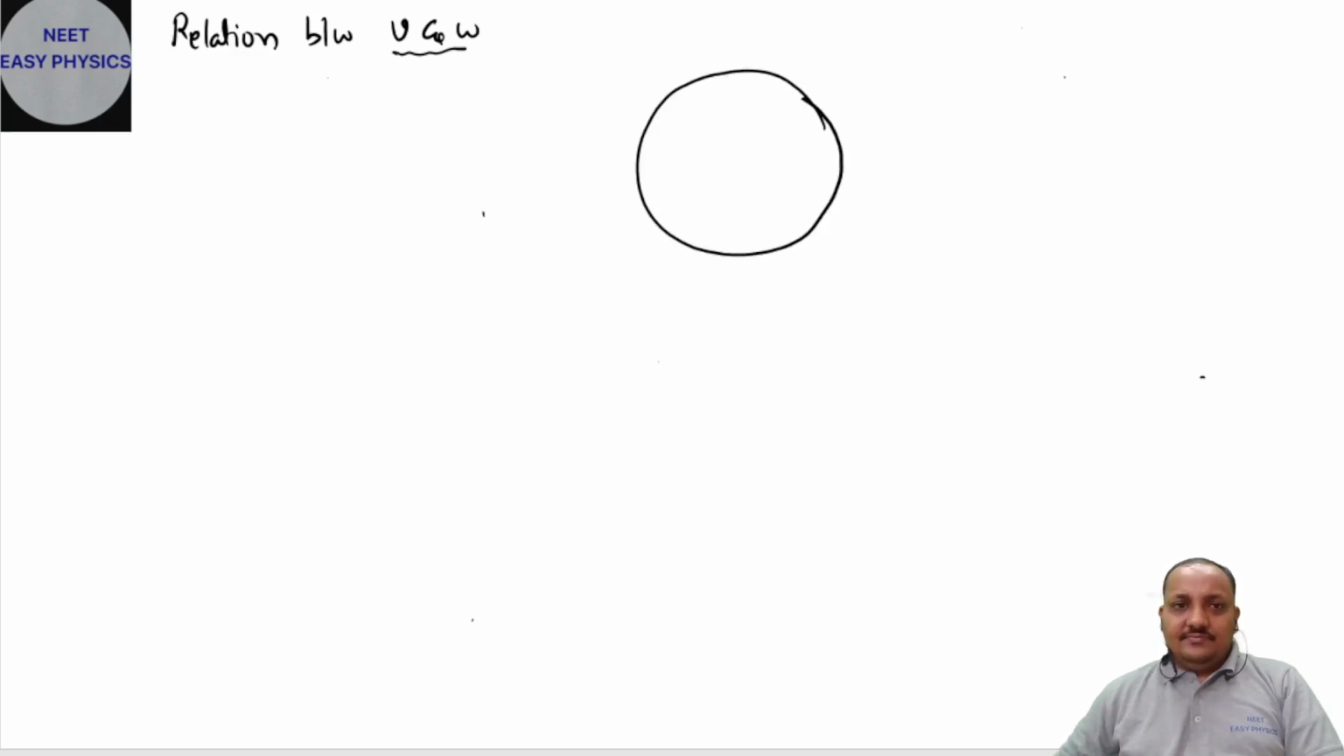We were discussing circular motion. In this class, we will discuss the relation between linear velocity and angular velocity. If any object is moving in a circular path of radius r, the radius vector is rotating from A to B. How much angle it is rotating means theta. A to B it is taking theta.